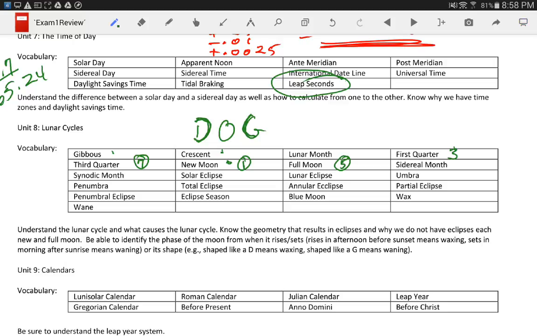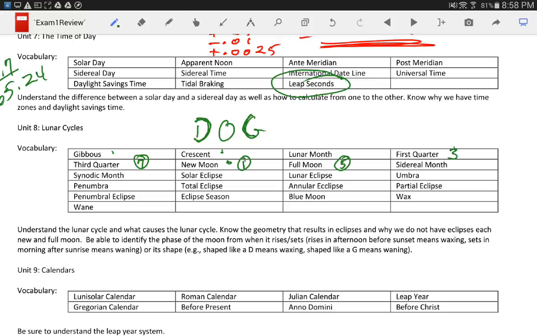Another one is if you can see the moon at sunset, it must be waxing. If you can see the moon at sunrise, it must be waning. So those are things to know about the lunar cycle.